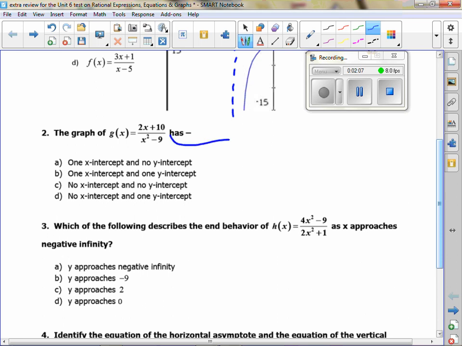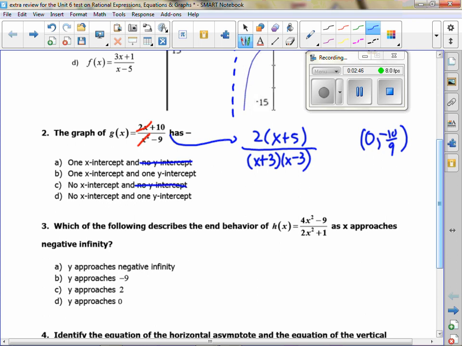When I look at this problem, if I factor, I have 2 and x plus 5 on top. At the bottom, I have x plus 3 and x minus 3. I did that because I wanted to check and make sure nothing cancels. So, x-intercepts and y-intercepts. For a y-intercept, I want x to be 0. So let's pretend x is 0. Then x being 0 in this problem would make the x's go away, and I'd have -10/9. So there is one y-intercept. I just found it. So these answers that say no y-intercept, I will get rid of.